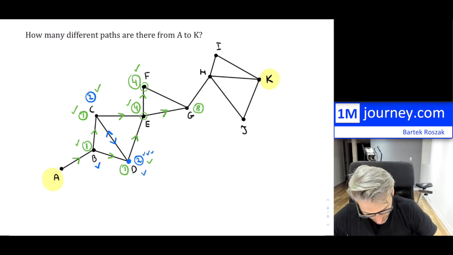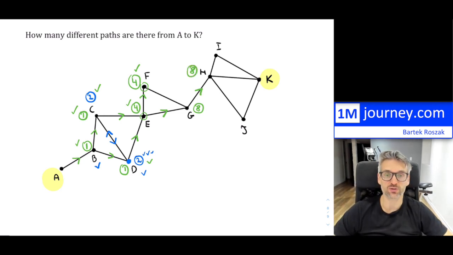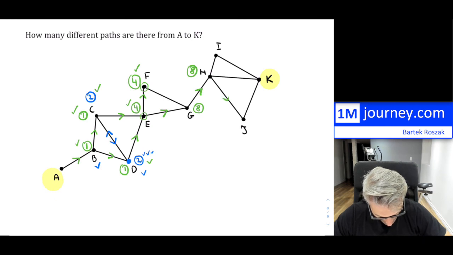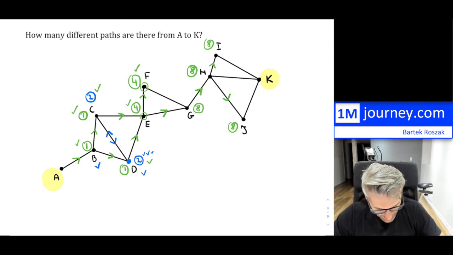And now I can continue. So now there's only 1 way to get to H, and now it's 8 different ways because I'm just looking at the previous node. And now again, I'm going to be running into problems. So right here, notice that to get to J, there will be 8 different ways from H. To get to I, there's 8 different ways. To get from H to K, there's 8 different ways.